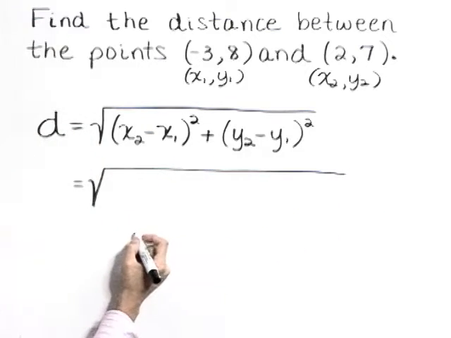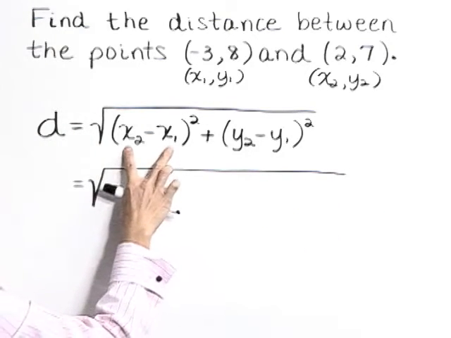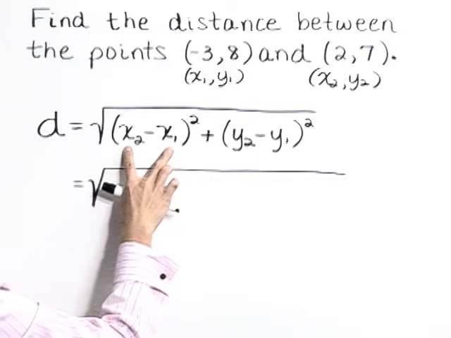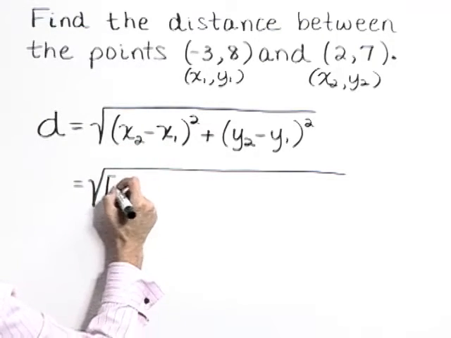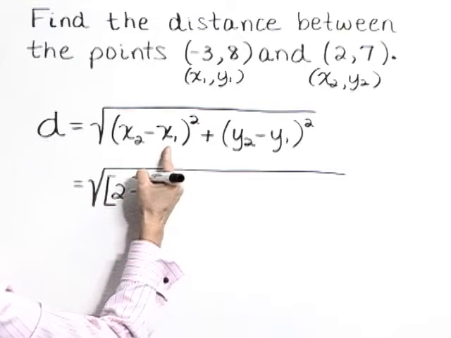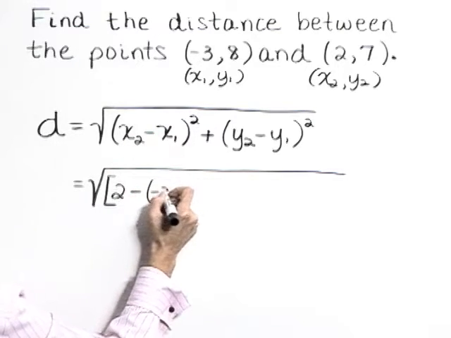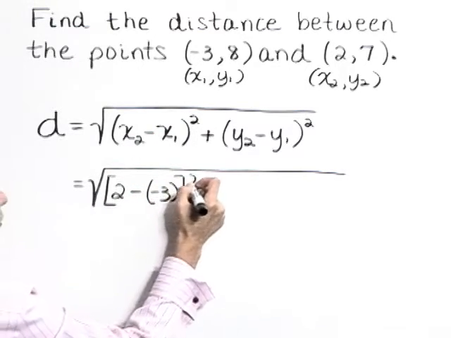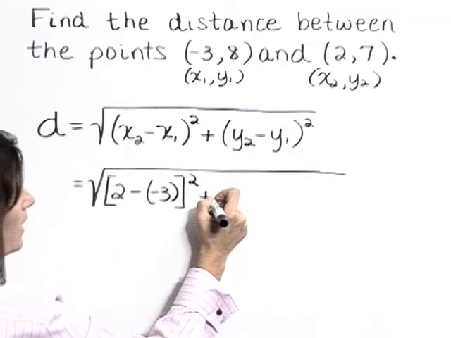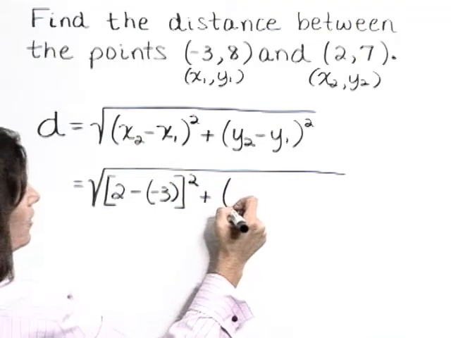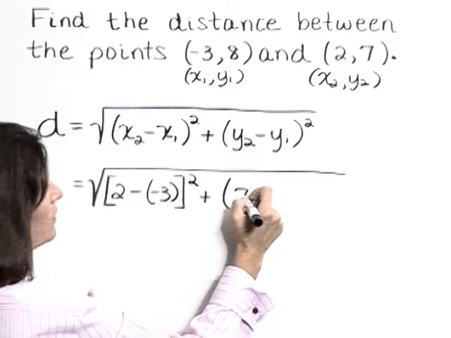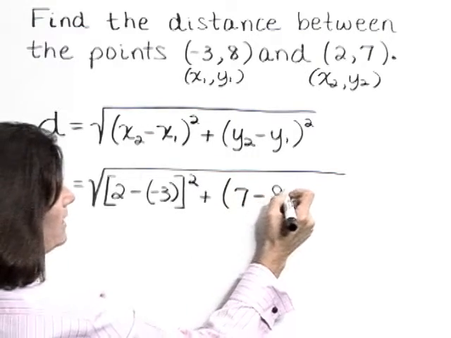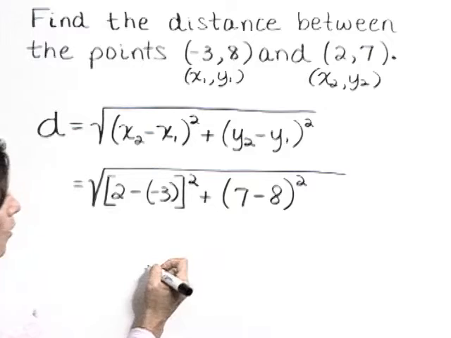This distance is the square root of, let's subtract our x values here. X sub 2 is the number 2, minus x sub 1, or a -3. We'll square that in a minute. Plus the difference between our y values. Y sub 2 is 7, minus y sub 1 is 8, and square that quantity as well.